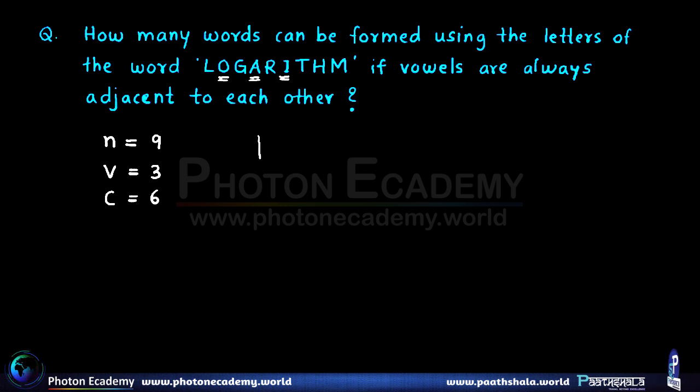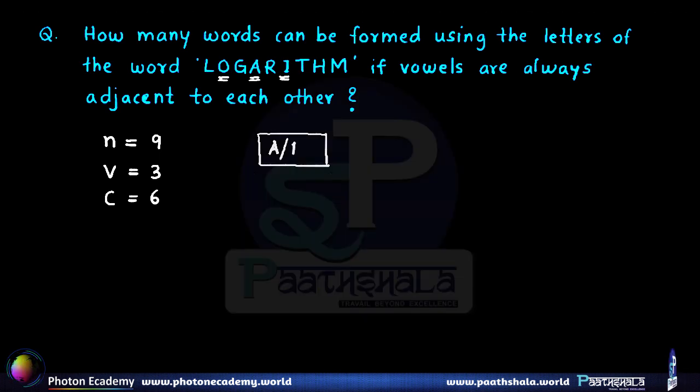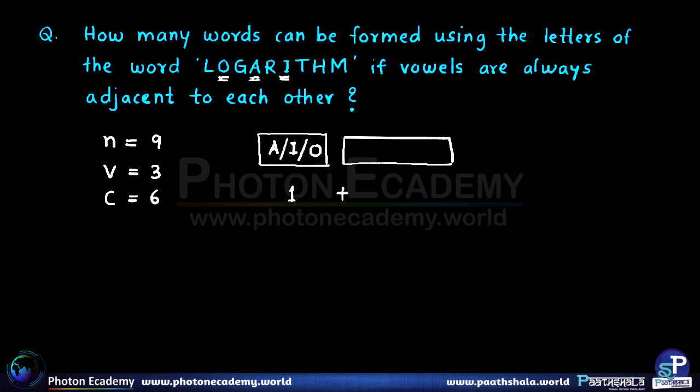It's given that the vowels are always to occupy adjacent places. So therefore let's think of a box in which the 3 vowels A, I, O are sitting. Let's think of the box as 1 unit. Now other than the vowels there are the remaining 6 consonants, so we can think of them as 6 units. So in total there are 7 units. Now these 7 units can arrange among themselves in 7 factorial ways.